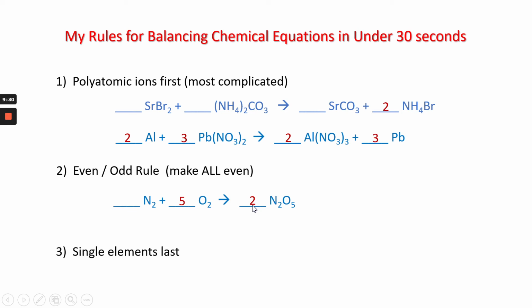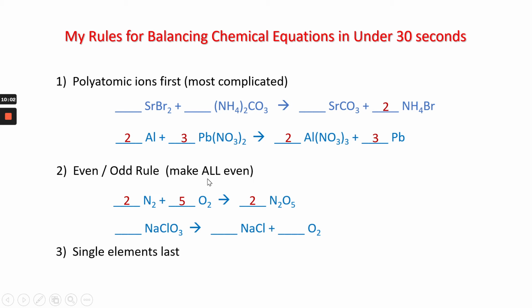Well, that caused me a little bit of a problem because now I have 4 nitrogens on the product side, but I can quickly figure that out by adding a 2 in front of the nitrogen on the reactant side. Now I have 4 nitrogen and 10 oxygen. 4 nitrogen and 10 oxygen. So it's balanced, and you can't reduce the numbers 2, 5, and 2. All right, single elements last, we'll look at that separately.